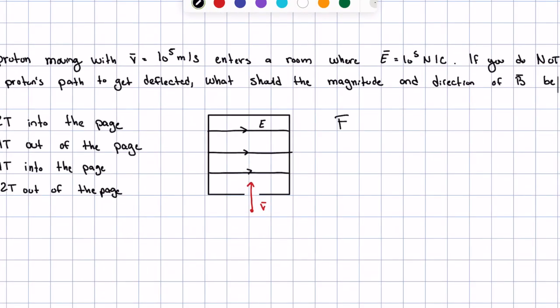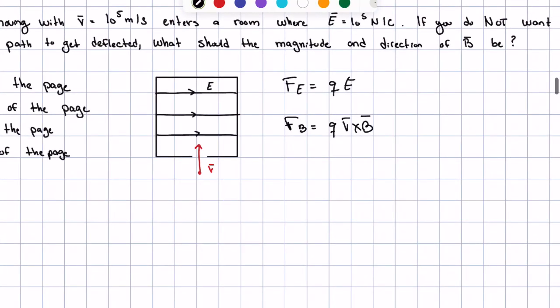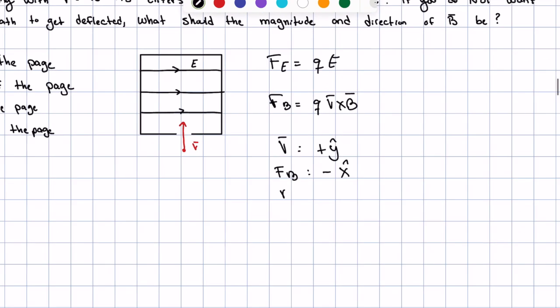If we write everything out, we have Fe equal to Q times E, and Fb equal to Q V cross B. We know that V, the velocity, is going in the positive y-hat direction, and we know that Fb has to be going in the negative x-hat direction, right? It has to be pulling it to the left. So by our right hand rule, we can figure out the direction of B.